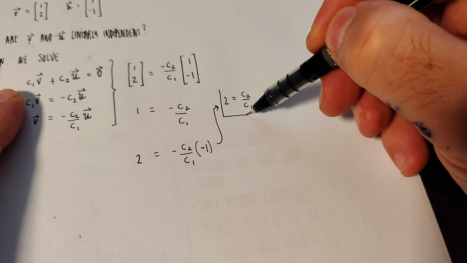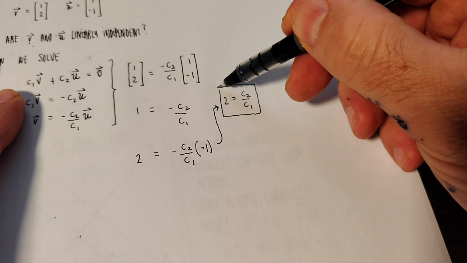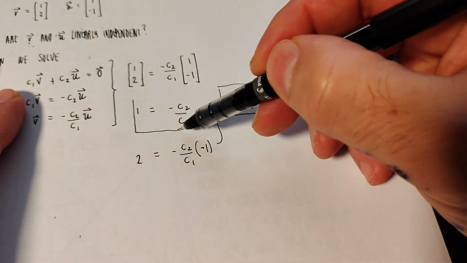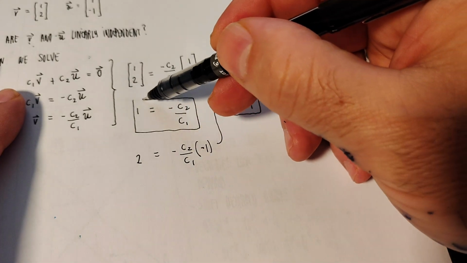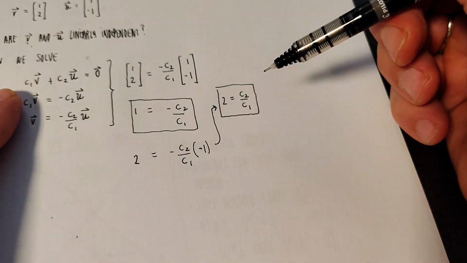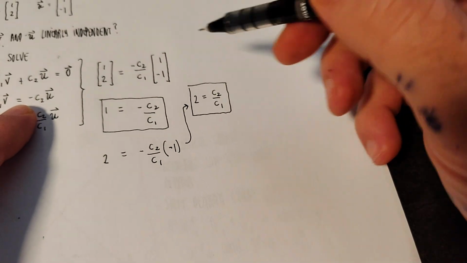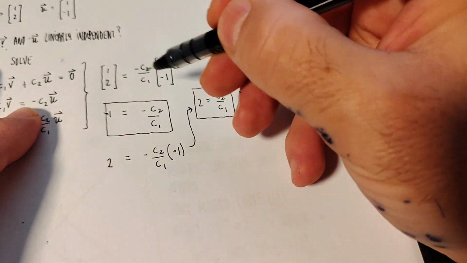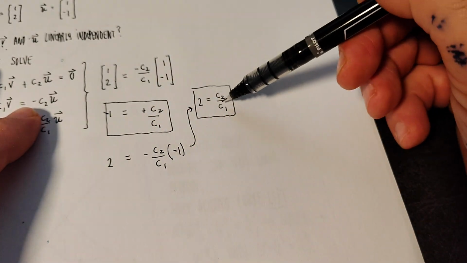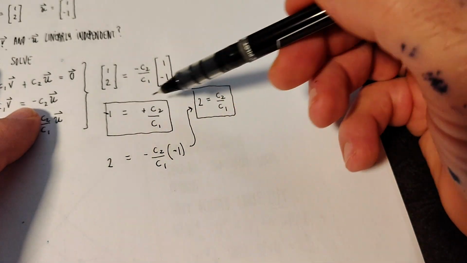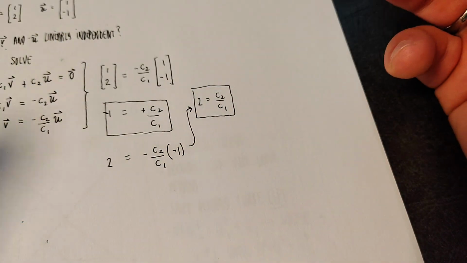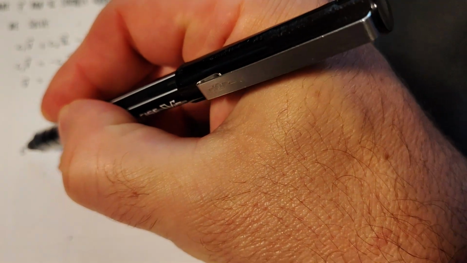So you can see here automatically, this statement and this statement, you can't satisfy both of those at the same time. All right, so if we multiply both sides by -1, we get C2 over C1 equals 2, and here we get C2 over C1 equals negative 1. All right. So if you can't solve this system out, then you've got what's called linear independence.